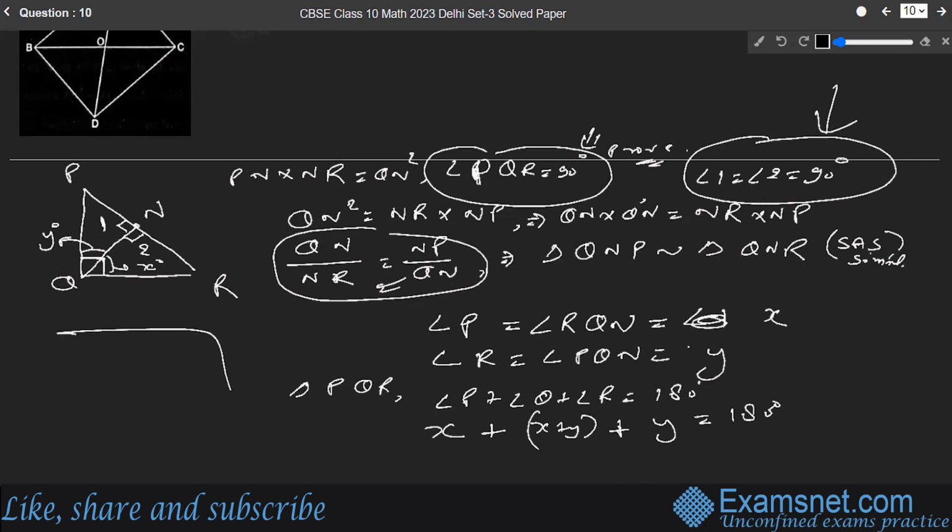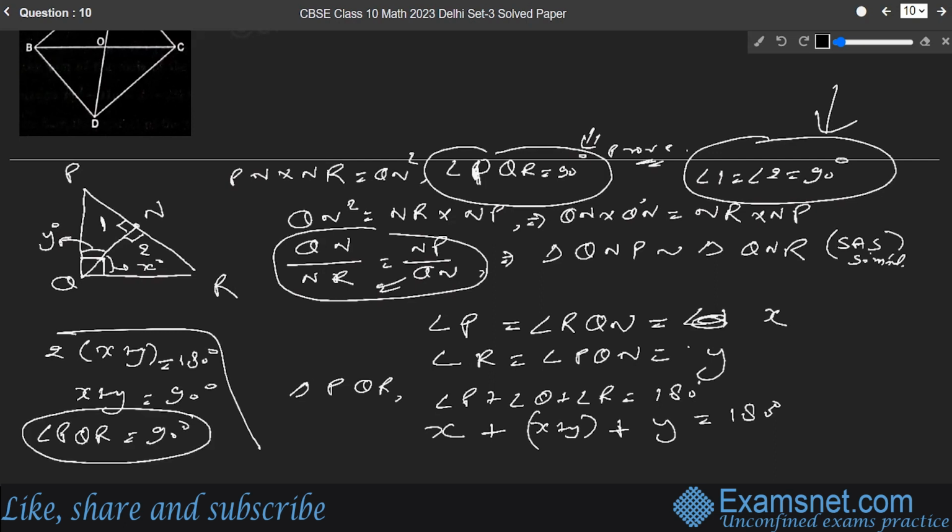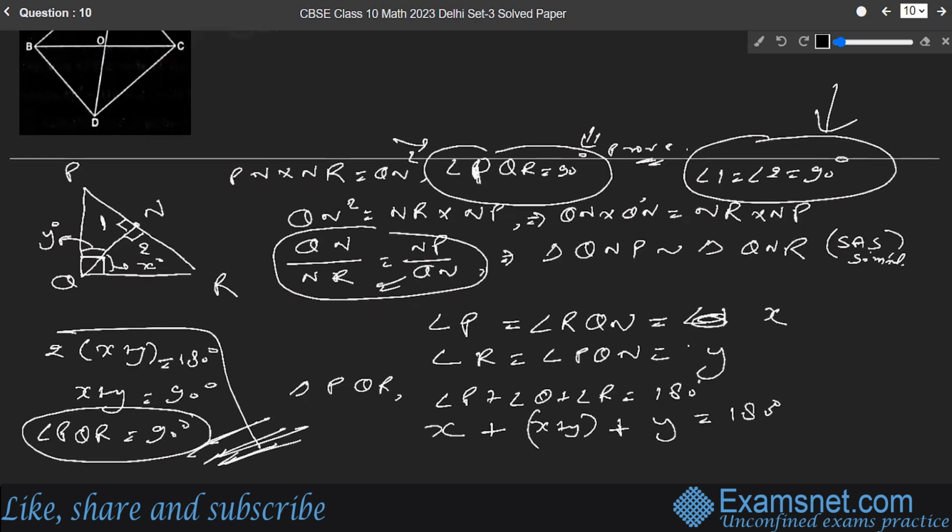If we solve this further, this gives us 2x plus 2y is equal to 180 degrees, which gives us x plus y is equal to 90 degrees. And x plus y was nothing but your angle PQR, and that is equal to 90 degrees. That's what we were supposed to prove. Angle PQR has been proven to be 90 degrees, and that is the proven part of the question.